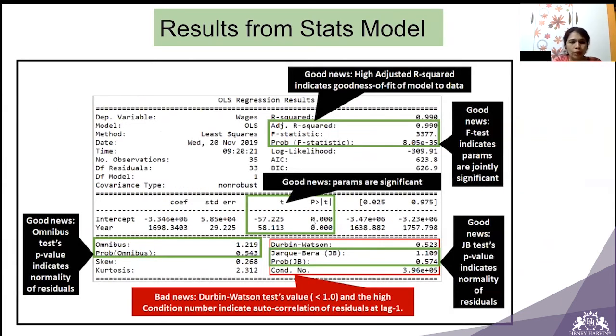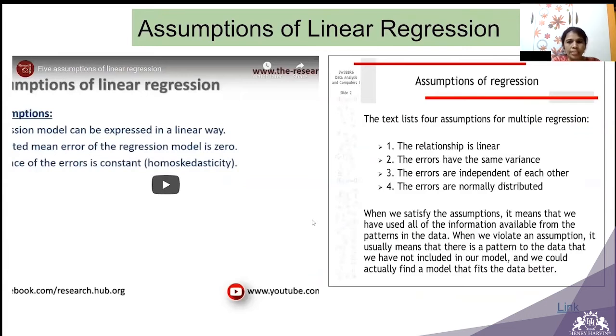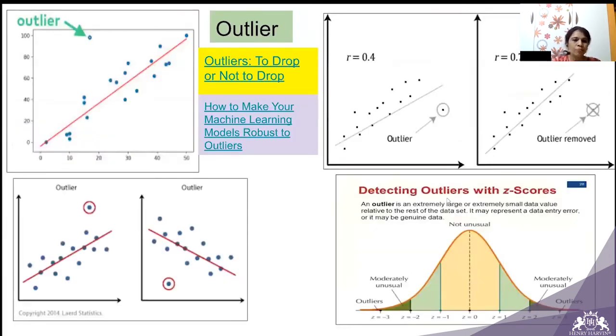We will be dealing with a data set. So what are the assumptions we consider in linear regression? These four assumptions we should remember. The relationship is linear. The errors have the same variance. The errors are independent of each other. The errors are normally distributed. These are the four assumptions we keep in linear regression.